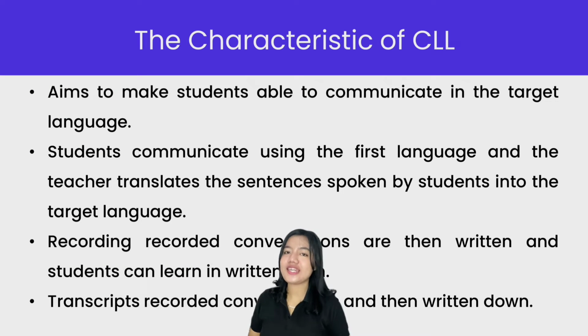Alright, the next is the characteristics of CLL method. First, it aims to make students able to communicate in the target language. Second, students communicate using the first language and the teacher translates the sentence spoken by students into the target language. Third is recording. Recorded conversations are written and students can learn in written form. Fourth is transcripts. Recorded conversations are then written down.